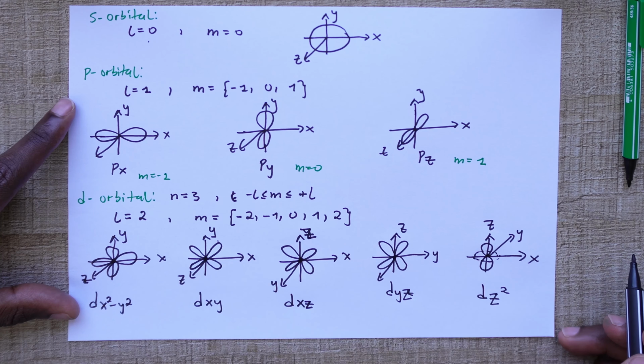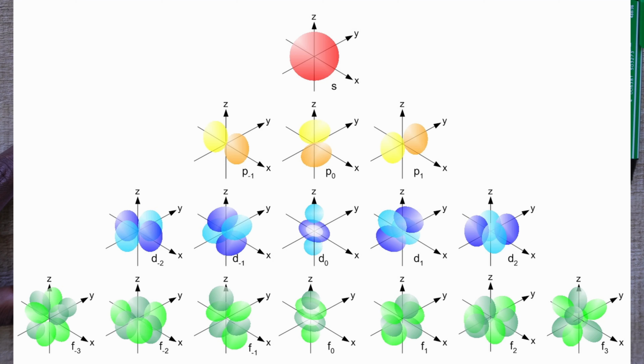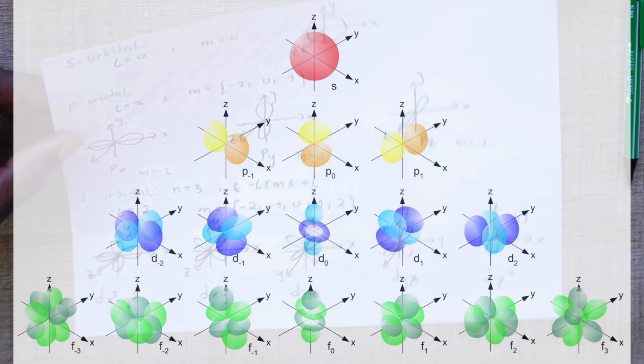So these are just rough sketches. I might try to add pictures or images on the screen so that you can follow the exact shapes of the different orbitals. And the last type of orbitals are the f orbitals.